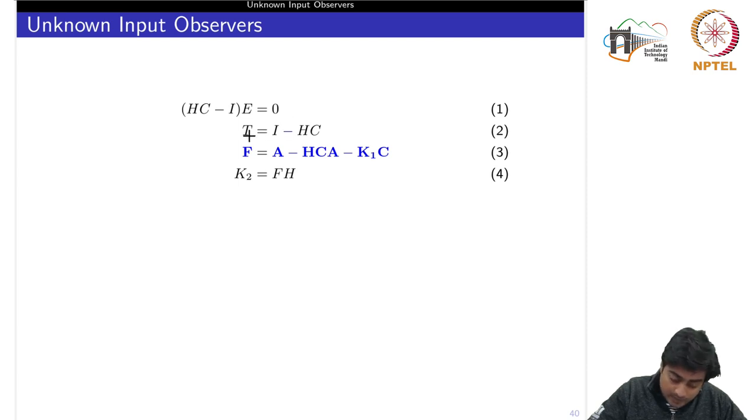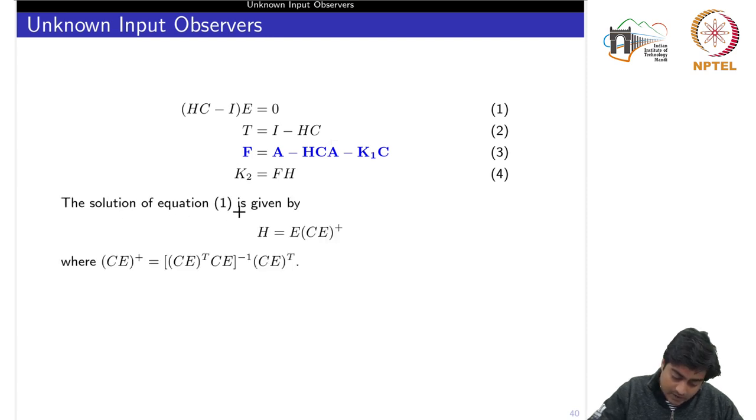Okay, so this is quite trivial. Now the third equation is F is equal to A minus HCA minus K1C. So now we need to see that whatever the H we have computed from the first equation, if we plug that H into this equation, can we show that my F matrix would be a stable matrix for some K1, let's say. So let's see. The solution of equation 1 is given by H equal to E times CE plus, where CE plus was defined as this.